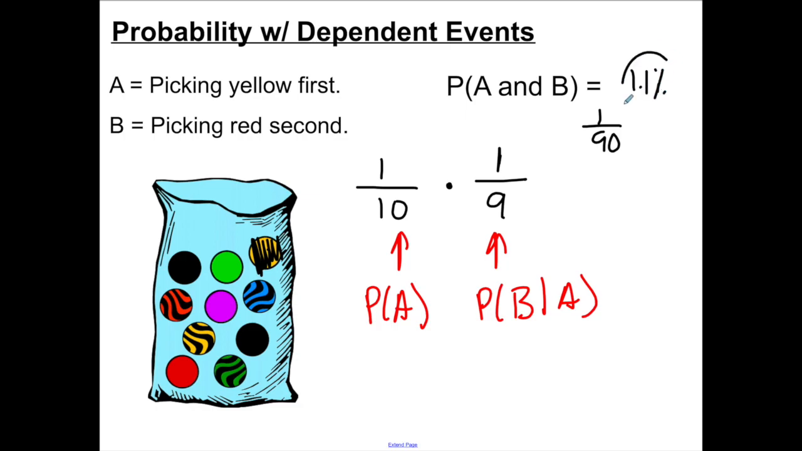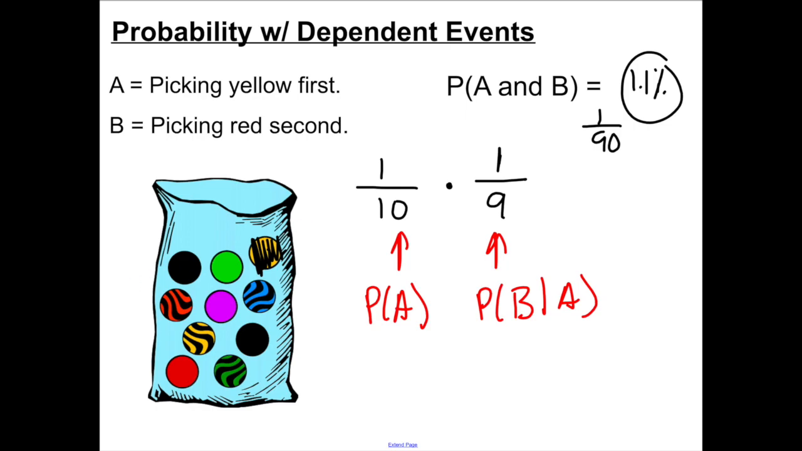Okay? So here's the thing. You just have to be aware of the fact that now instead of them being 1 out of 10 and 1 out of 10, it's 1 out of 10 and 1 out of 9. Because again, the fact that we pulled out a yellow marble reduced the number of marbles in the bag and therefore increased the chance that we would pick out a red.